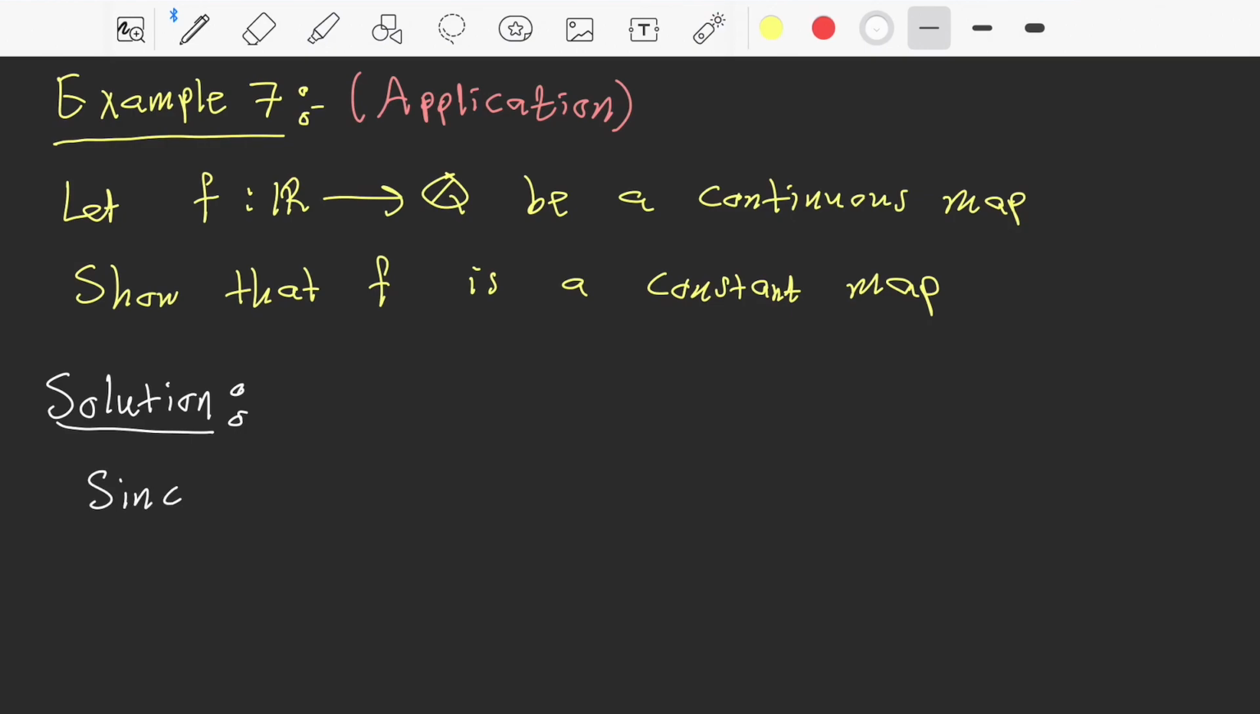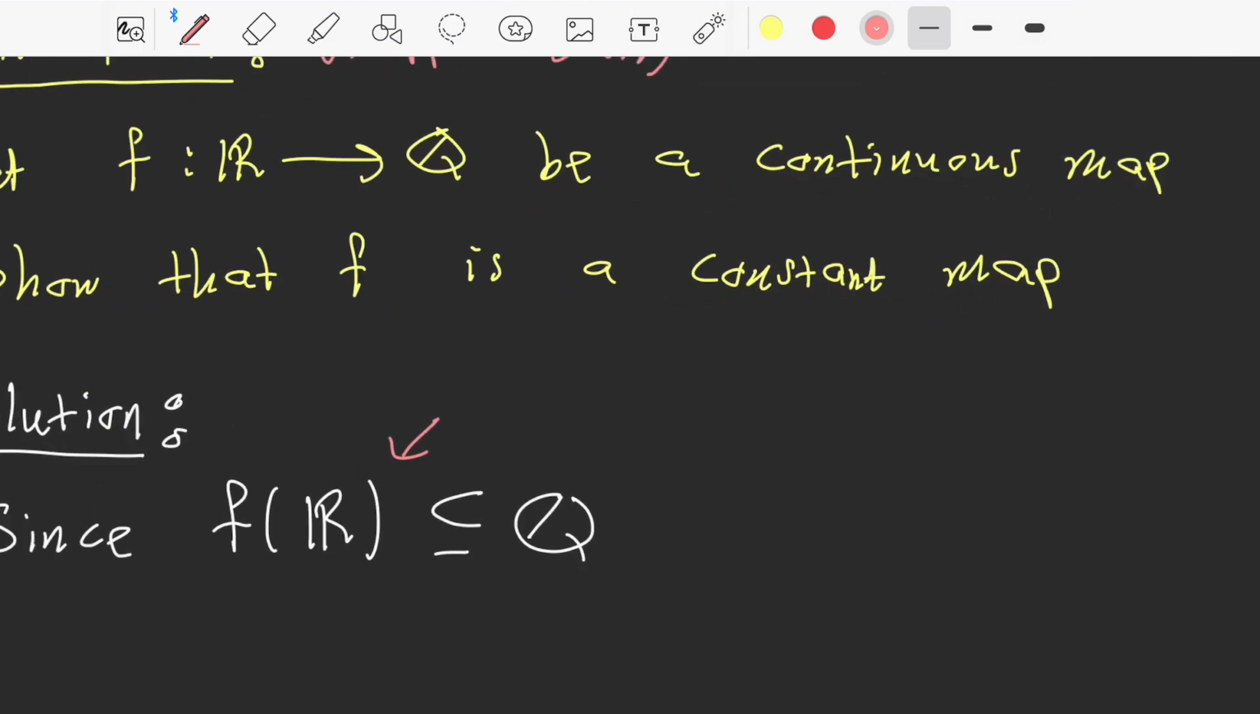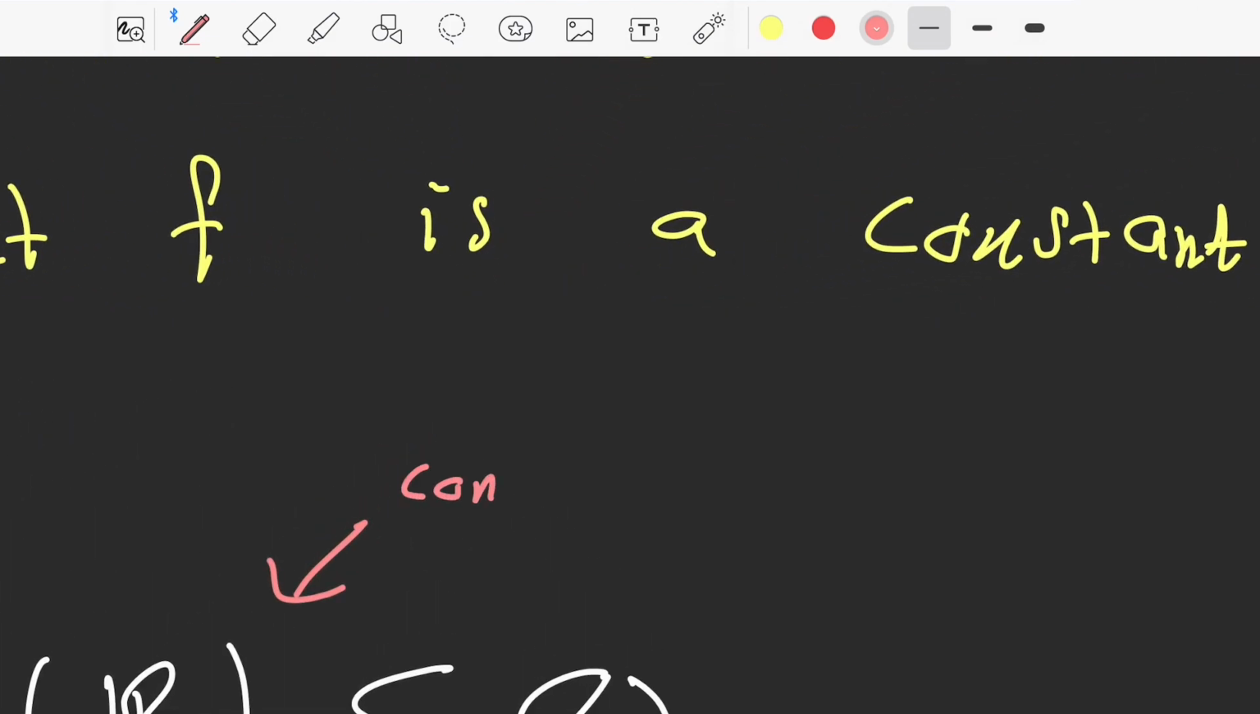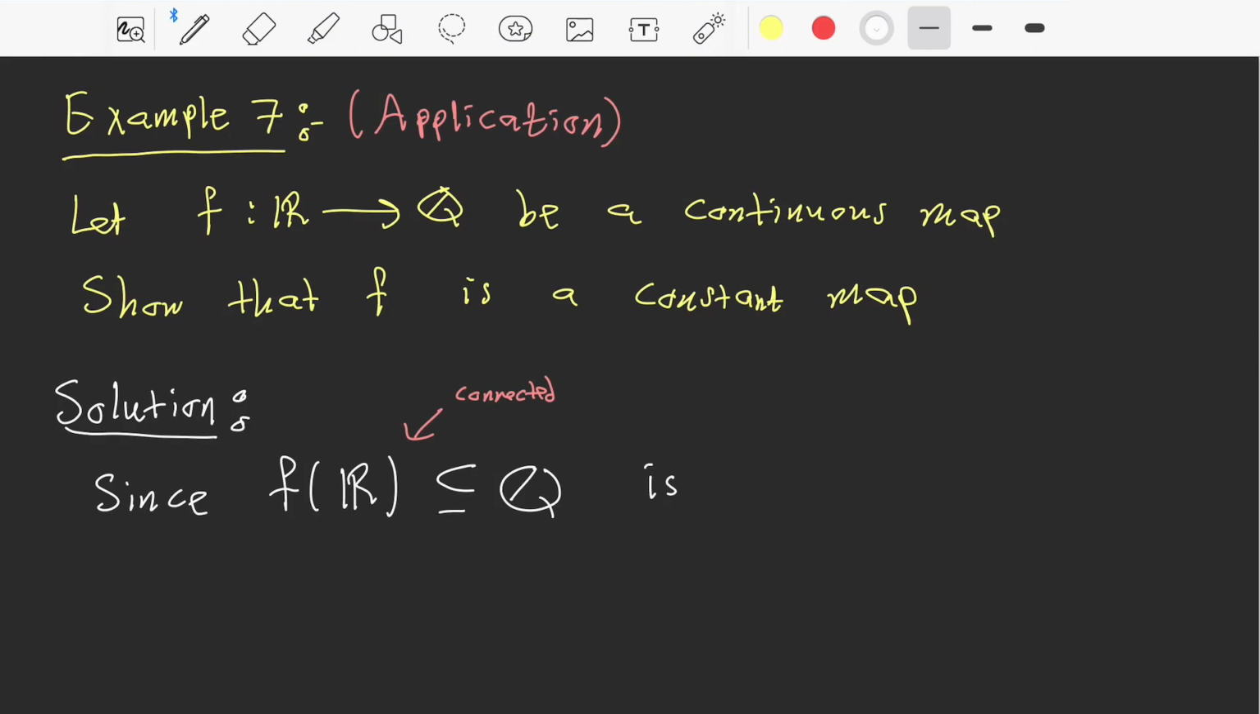since f of the real numbers, which is a connected set, will be a subset of Q because the image is in Q. Of course, this set up here, let me just change the color here to this one. This set, of course, is connected. Why is it connected? Let me just go ahead and explain to you. So this is connected.